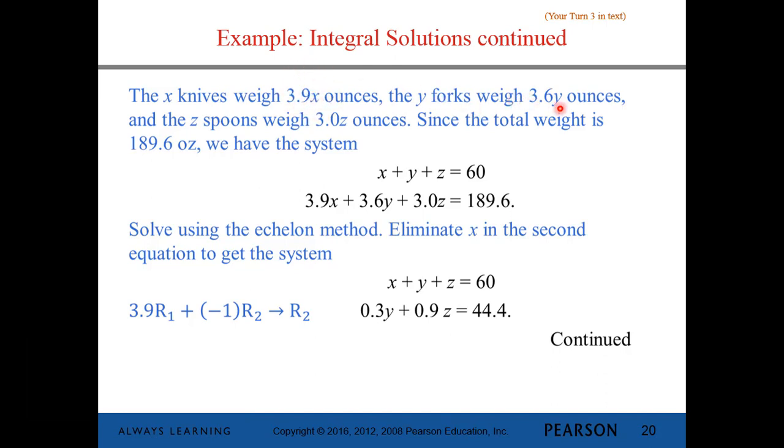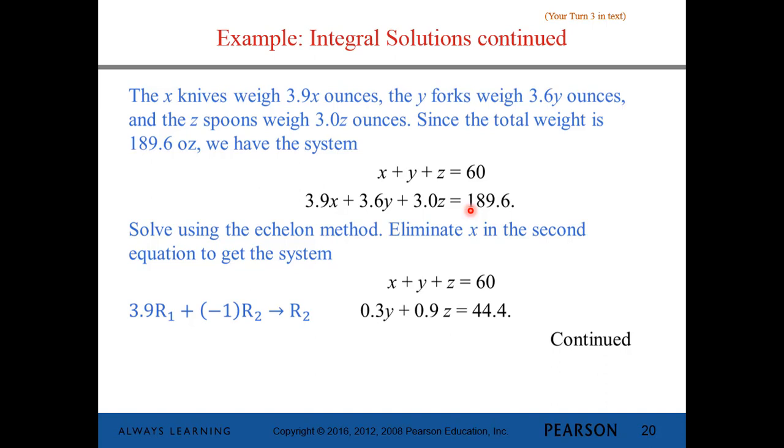If we take the number of forks times the weight of one fork, that's going to give us the weight of all of the forks. And then if we take 3 ounces, which is the weight of each spoon, times the number of spoons, that's going to give us the total weight of all the spoons that are in the box. And so if we add up all of those 3 weights, they have to add up to 189.6 ounces. Okay, so now we've got our system of 2 equations.